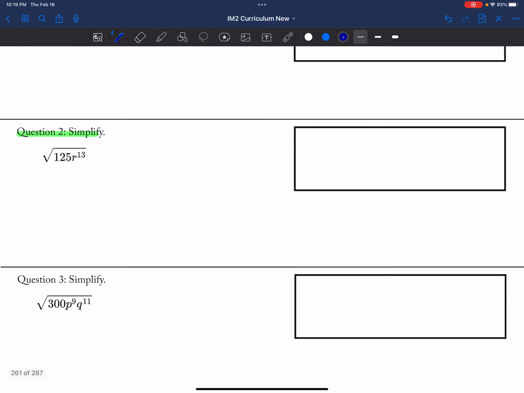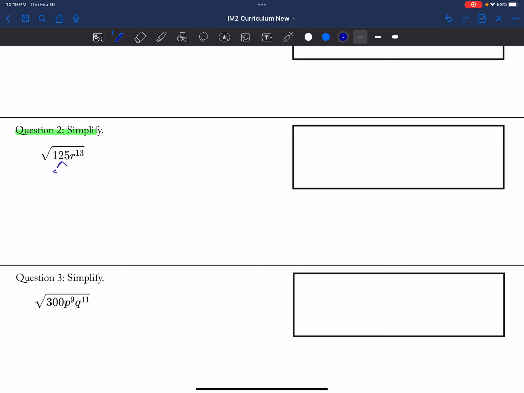Okay, let's do 125. So 125 is 5 and 25, and then 5 and 5. And then my r to the 13th is r squared, r squared, r squared. That's 1, 2, 3, 4, 5, 6, and then an R. Because remember, there's 13 of them, right? So 2 R's, and another 2 R's, and another 2 R's. 6 of those pairs would make 12, and then plus 1 more.